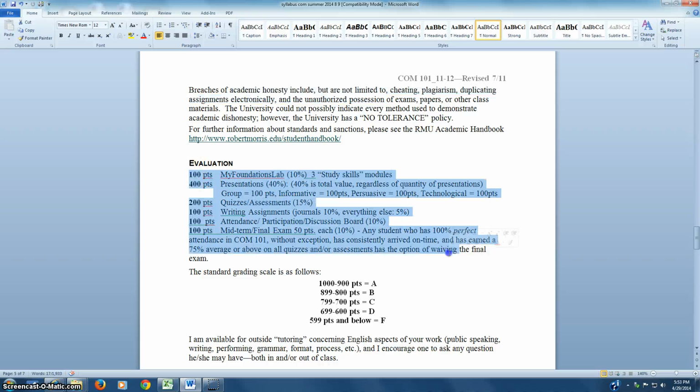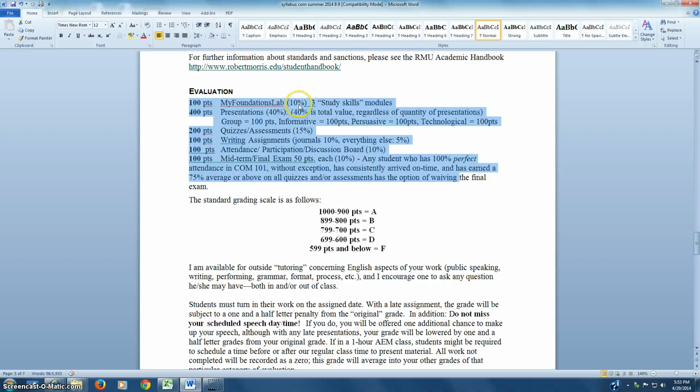The way that we're going to evaluate you is 100 points, or 10% of the grade, for the My Foundations Lab requirement. The presentations are the largest part of the class. They're worth 40%. We'll do at least 3 individual presentations and at least one group presentation as well. 40% or 400 points are the presentations. For 20%, this actually says 15%, but 20% of all the online quizzes that you do, that's 2 letter grades. So you want to make sure that each week you go on and take the online quizzes.